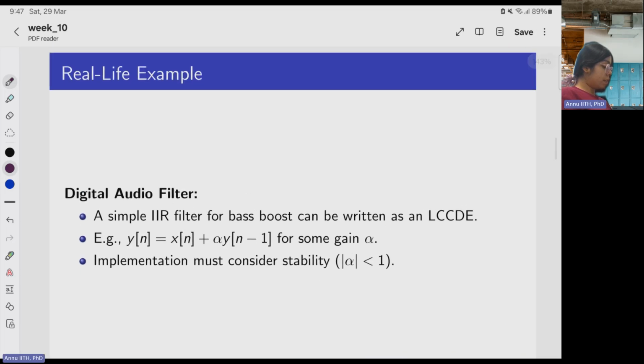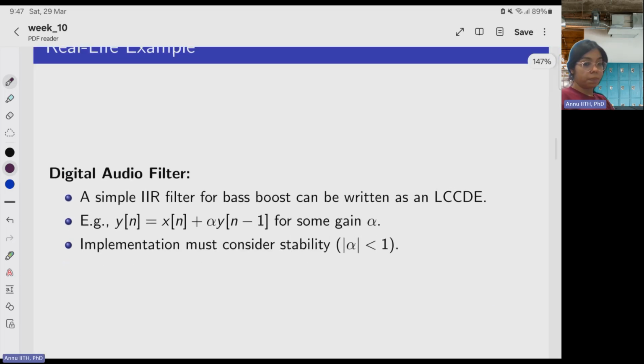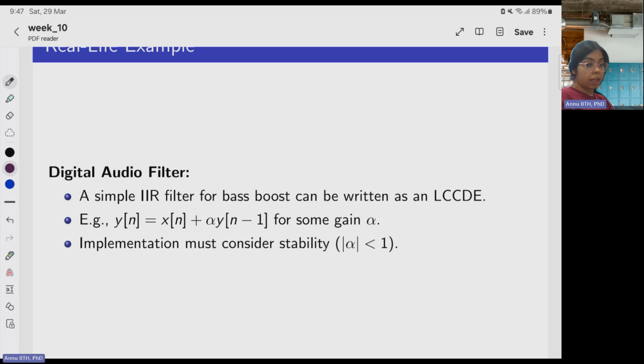So we have a real life example, which is a digital audio filter. A simple IIR filter for bass boost can be written as an LCCDE. For example, y[n] equals x[n] plus alpha y[n minus 1] for some given form. So implementation must consider stability, where the magnitude of alpha is less than 1.